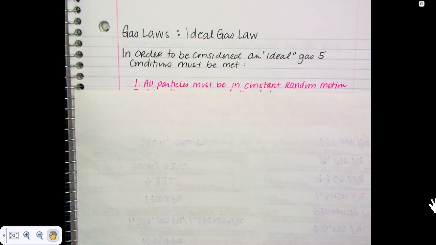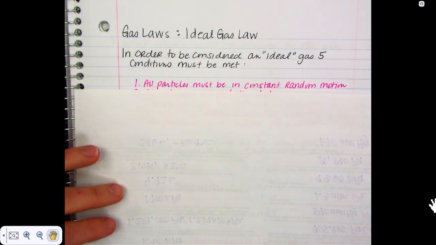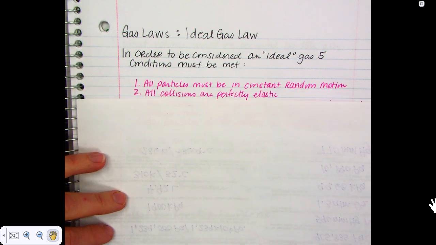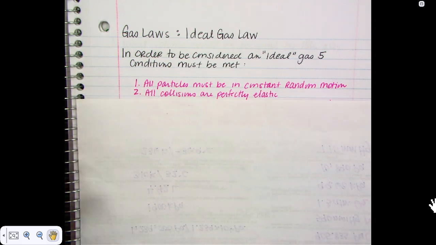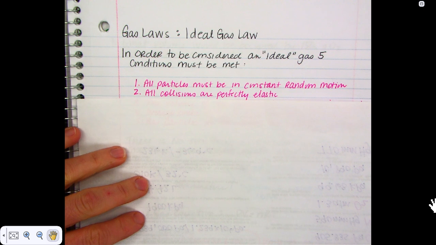The first one is all particles have to be in constant random motion, meaning that the molecules or atoms of the gas have to be moving at random without stopping. Okay, which seems pretty easy for a gas, given what we know of gas properties. Number 2, the collisions have to be perfectly elastic. When the molecules collide, they have to enter and exit the collision with the same amount of energy, so no energy is lost or gained as the molecules collide.